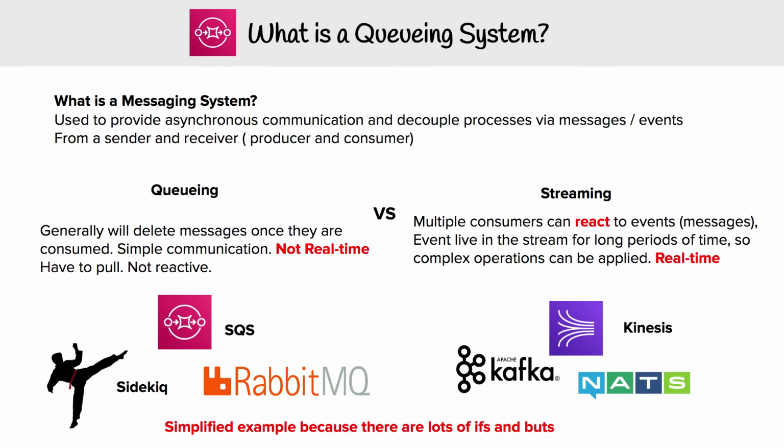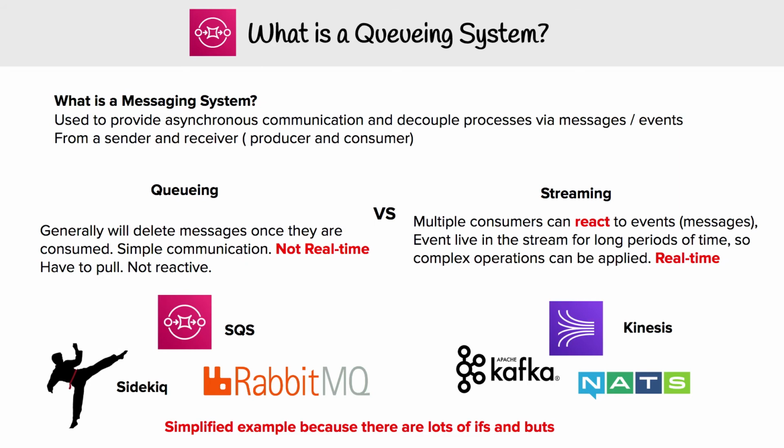Now let's look at the streaming side to see how it compares against a queuing system. A streaming system can react to events from multiple consumers. So if you have multiple people that want to do something with that event, they can all do something with it because it doesn't get immediately deleted. It lives in the event stream for a long period of time. And the advantage of having a message hang around in that event stream is that it allows you to apply complex operations.